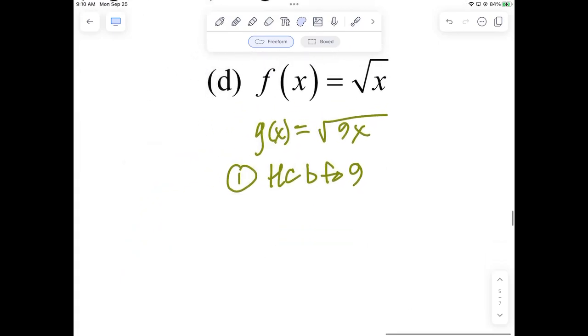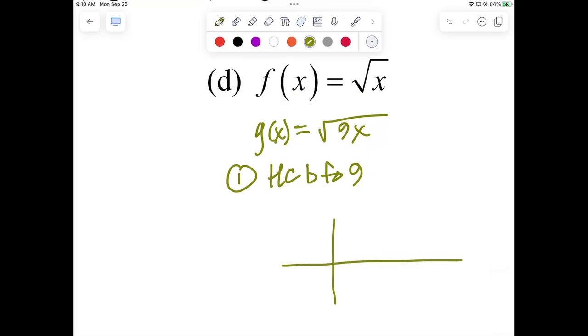All right, let's see what this puppy looks like. We got a lot of puppies in here today. I like dogs. The square root of x is in green. Oh, I drew it a little too steep. Let me draw it a little bit less steep. There we go. There's the square root of x. And I'm going to horizontally compress this by a factor of 9. So this comes over here. This comes over here. And it has the effect of making the graph steeper, right?